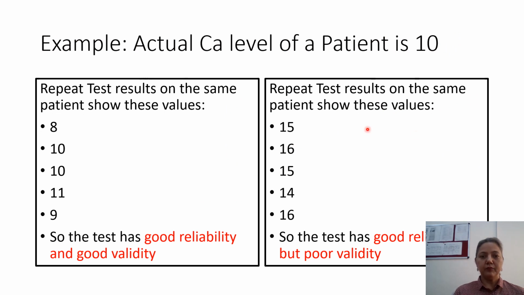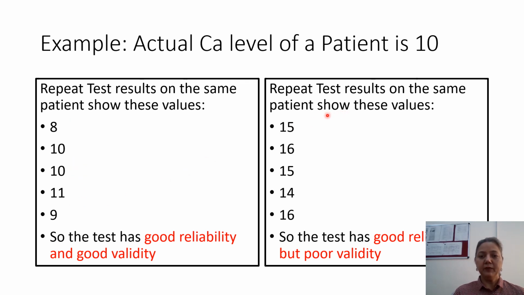We can take an example to understand what is reliability and validity. Suppose we are going to measure the calcium levels of a patient, where the actual value is 10. If we keep on repeating the test on the same patient, we get values like 8, 10, 10, 11, 9. The test is said to have good reliability and good validity, because the values are closer to the actual value and they are also repeated.